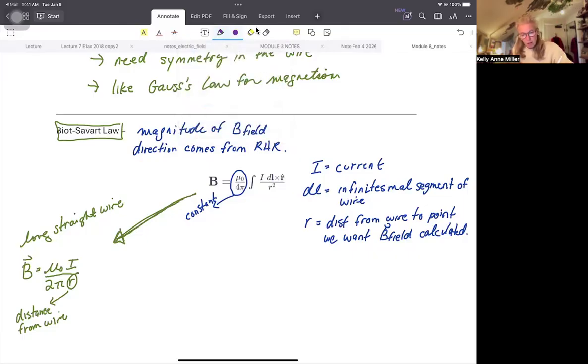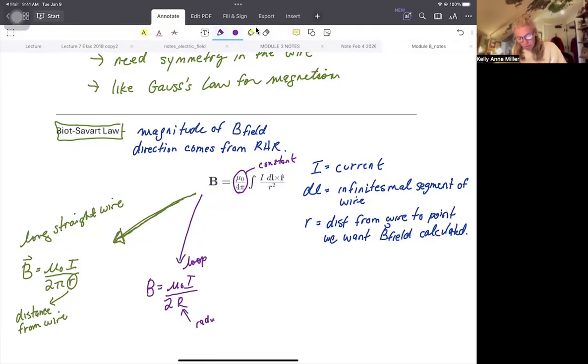Let me just erase this. This is in the way. This is a constant. So the result of this integral, if you have a loop, is just B equals mu naught I over 2r, where r is the radius of the loop. So that's another result.